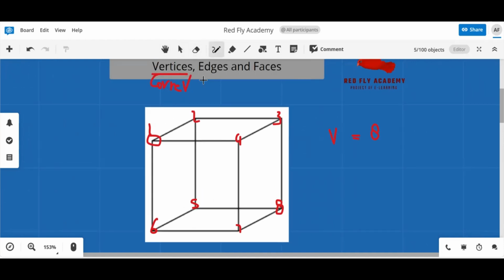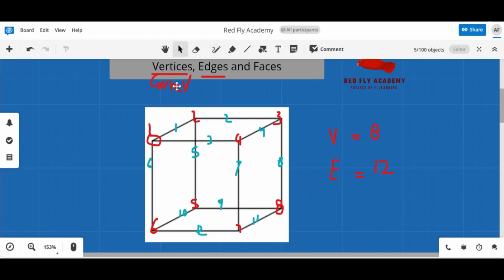Okay, the next part is edges. Edges are basically these lines which are connecting two points. So let me count how many edges there are. Let me change the color. Okay, one, two, three, four, five, six, seven, eight, nine, 10, 11, 12. So we have here 12 edges, which is represented by E, 12 edges.